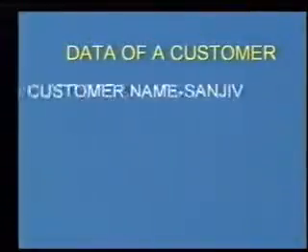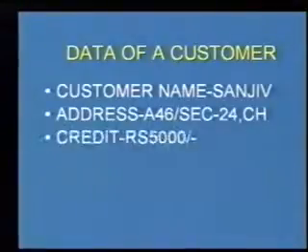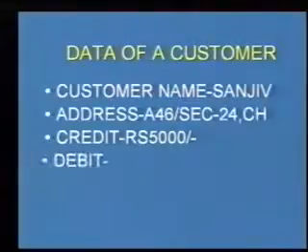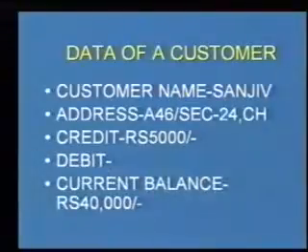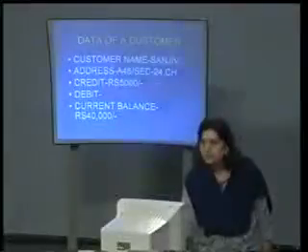So say a customer name is Sanjeev and his address is given and he wants to credit 5,000 rupees. So the information which can be derived from this data is that after the customer credits an amount of 5,000 rupees, the balance is 40,000. So, the information is derived after the data has been processed.